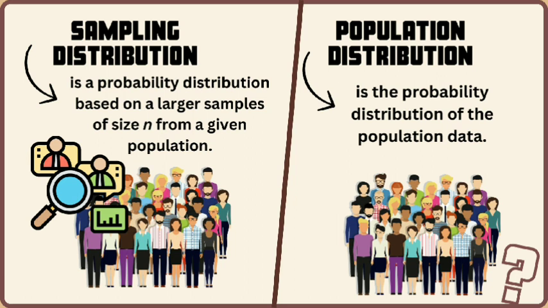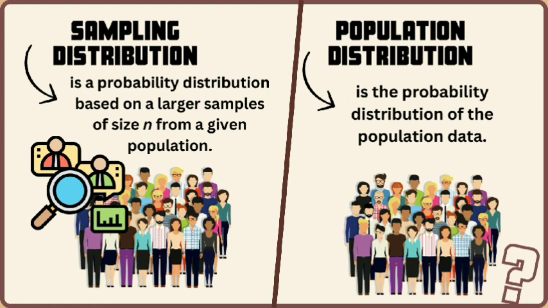Mao na siya ang pagsabot sa sampling distribution. So, the population distribution on the other hand is the probability distribution of the population data. It also refers to the distribution of a specific characteristic or variable within an entire population. Nagrepresent siya sa complete set of data or values for a particular variable for every element of the population.